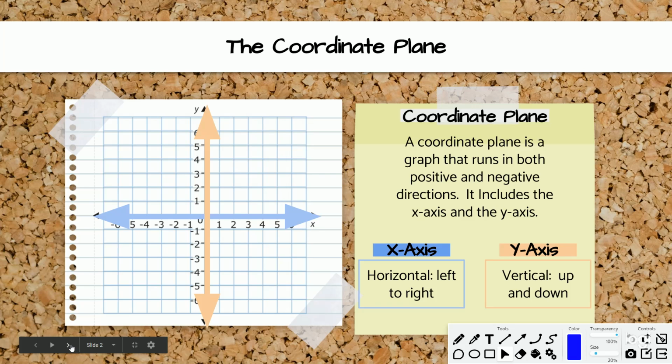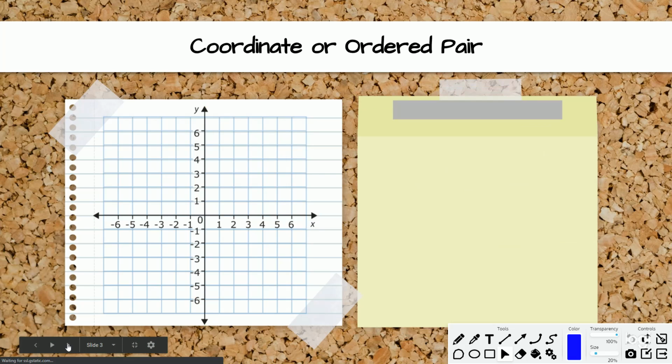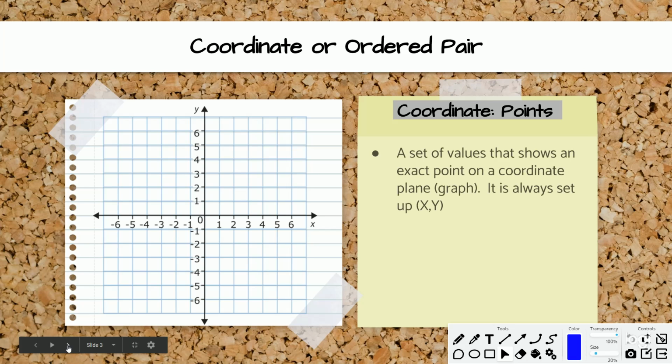All right, hopefully you wrote that down. The next slide is a coordinate or an ordered pair. These two are the same thing, just different terms for each one. I tend to use the word coordinate more, but later you might use ordered pair. A coordinate point is a set of values that show an exact point on a coordinate plane, or on this graph. It is always set up with x and then y.